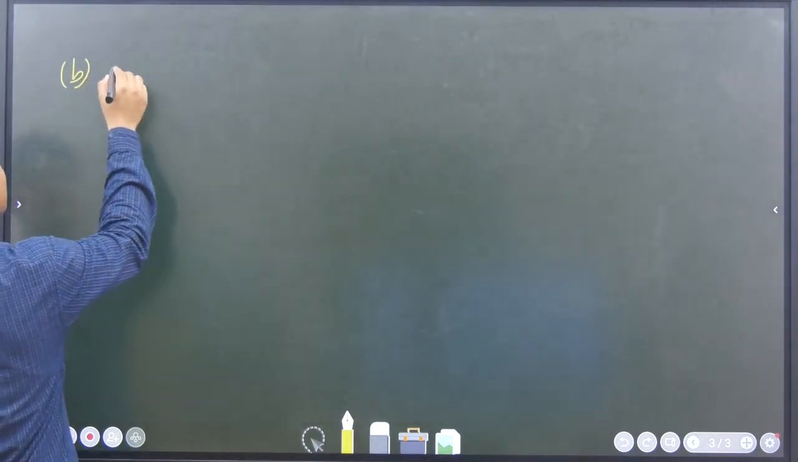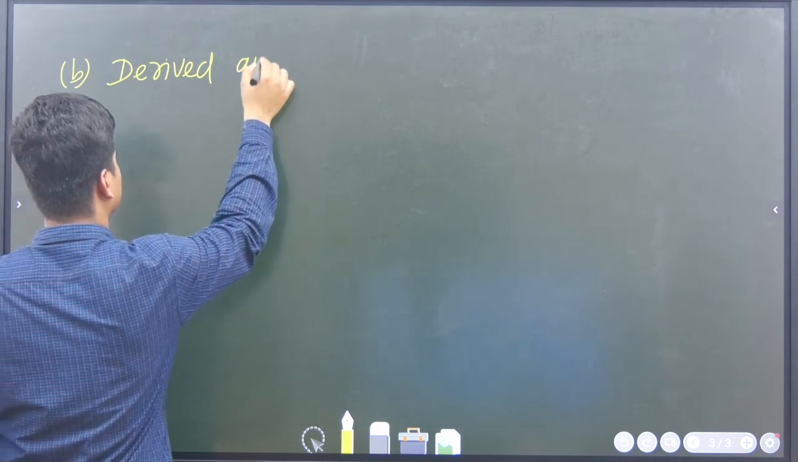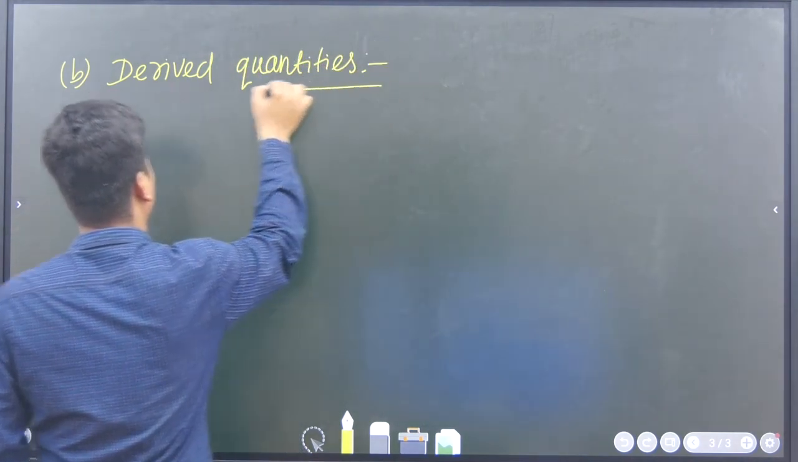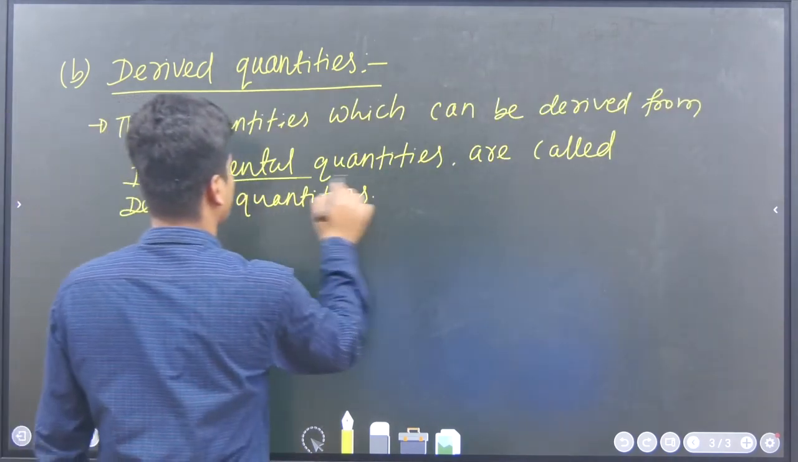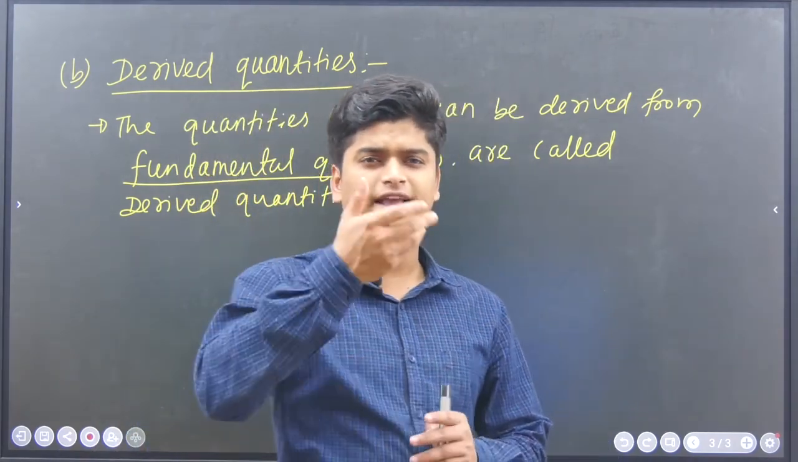Now, next thing we will try to understand, that is derived quantity. So, B point we will write here. What are derived quantities? The quantities which can be derived from fundamental quantities. So, remember this word. Suppose you are telling speed. So, speed is basically what? Length by time.